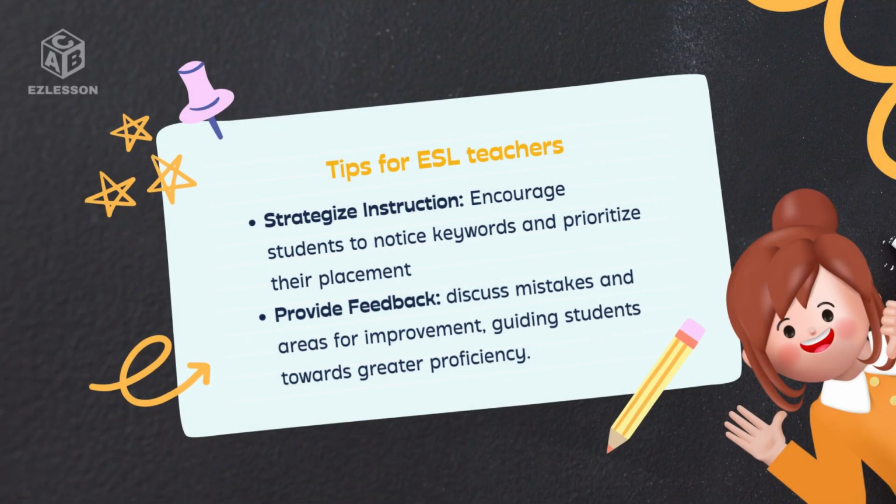Here are some quick tips for playing Sentence Scramble. Tip number 1. Strategize instruction. Encourage students to notice keywords and prioritize their placement. By starting with familiar words, they can build a foundation for unraveling the sentence.